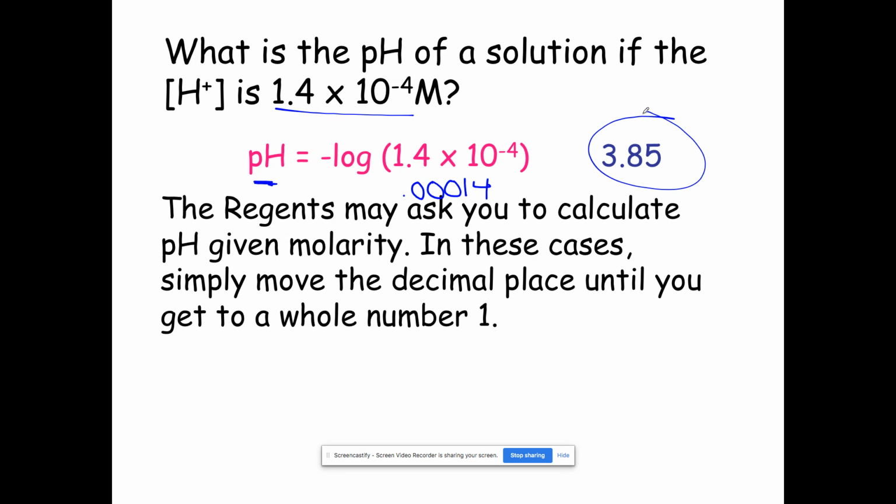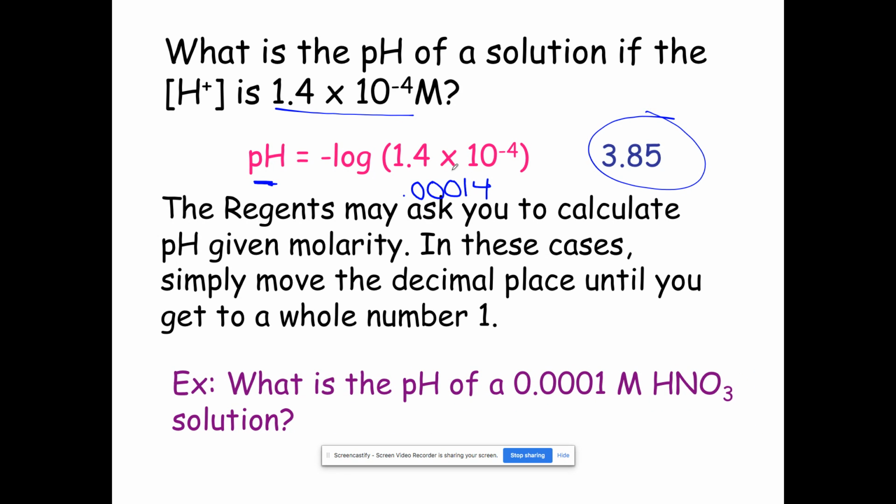The Regents may ask you to calculate pH given molarity. In these cases, simply move the decimal place until you get to a whole number 1. So for example, what is the pH of a 0.0001 molar HNO3 solution? By the way, HNO3 is called nitric acid. If you didn't know that, it's on Table K. I could plug this into the formula, or I could just ask how many spots I need to move the decimal place until I get to that whole number 1. 1, 2, 3, 4. pH is 4. Okay?